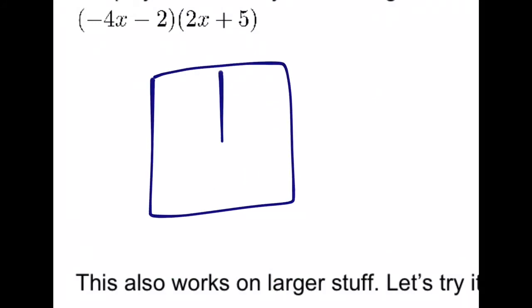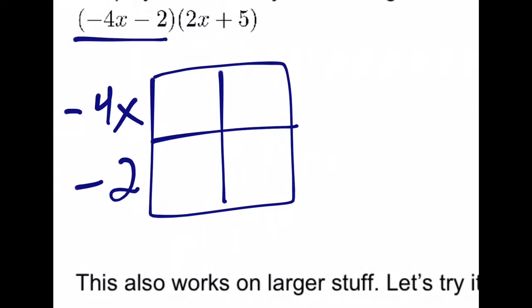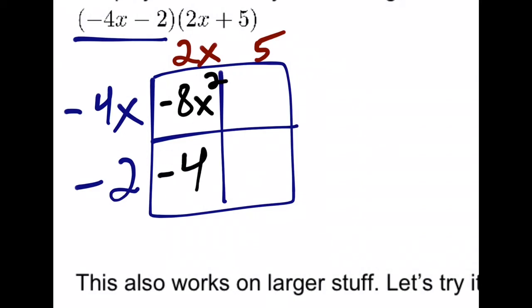I'm going to draw my box, 2 rows and 2 columns. Negative 4x I'll put here on the left, minus 2, both of these coming from this expression. I'm going to write 2x and a positive 5 for my columns. I multiply row by column, and I get negative 8x squared. I multiply row by column, and I get negative 4x. Row by column, negative 20x. And row by column to get negative 10.